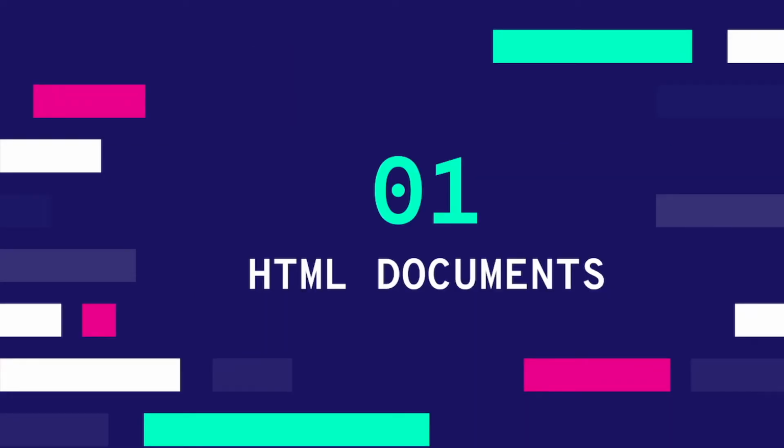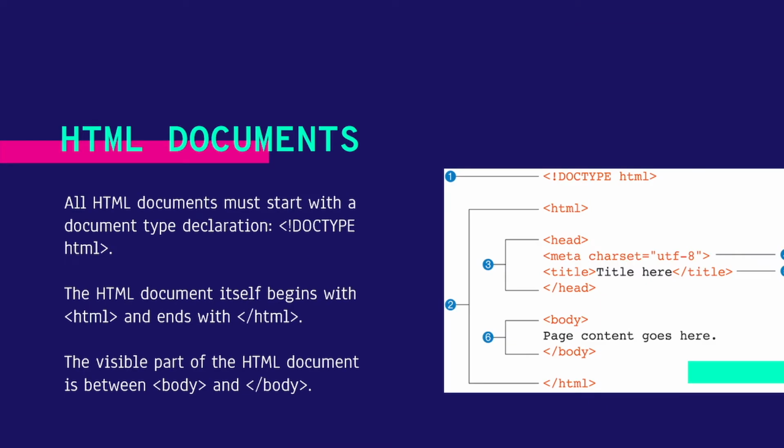So the first part is HTML documents. As we have already done with one HTML document in which we wrote our hello world program, the first HTML program in the last video. So that was an HTML document because that contained the basic elements to create an HTML page. You can see the basic HTML structure looks like this.